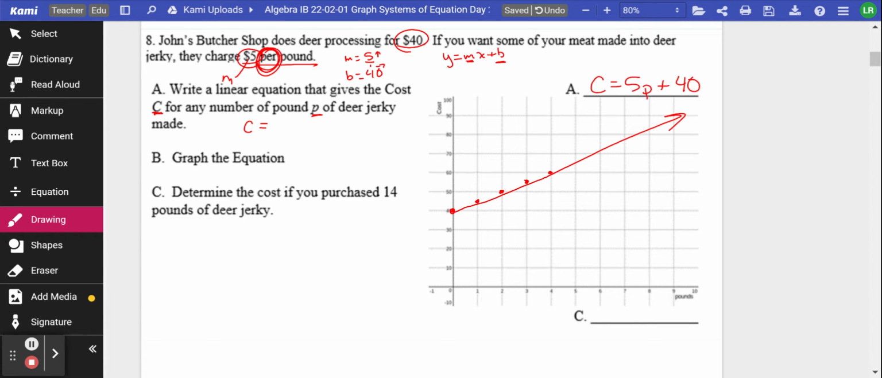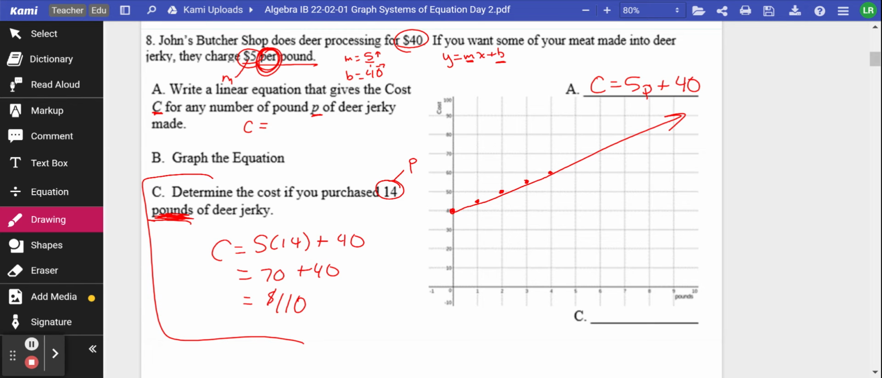The last part is being able to answer questions using our equation. It says determine the cost if you purchase 14 pounds of deer jerky. So I have to figure out, is this 14 a cost or is it a number of pounds? It says it is a number of pounds. So this 14 goes in for the P. So I have C equals 5 times 14 plus 40. 5 times 14 is 70. And 70 plus 40 is $110. Again, these are going to keep coming up, especially the writing of the equations, especially being able to plug things in.